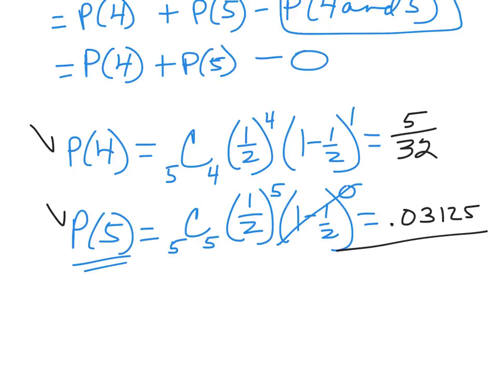And if you take 5 out of 32 and add to it 0.03125, you're going to get a decimal that's equal to 0.1875. Boom shakalaka. Okay, so assuming boys and girls are equally likely, you have about a 0.1875 chance of having more than 3 girls, 4 or 5.